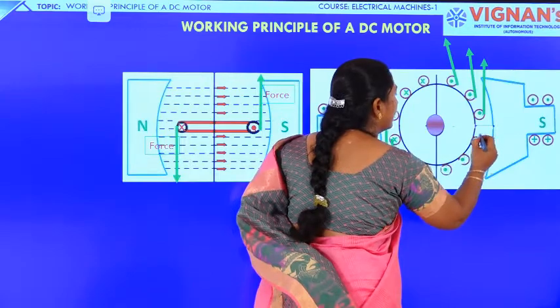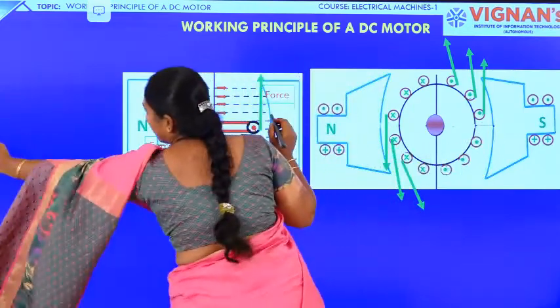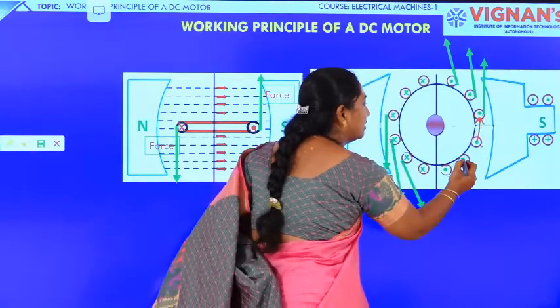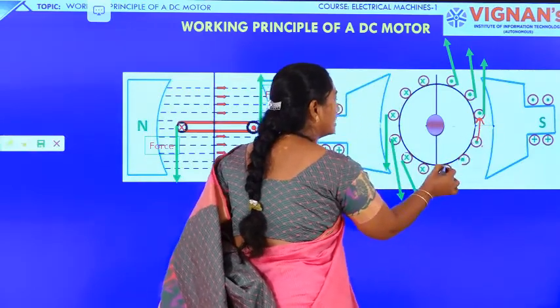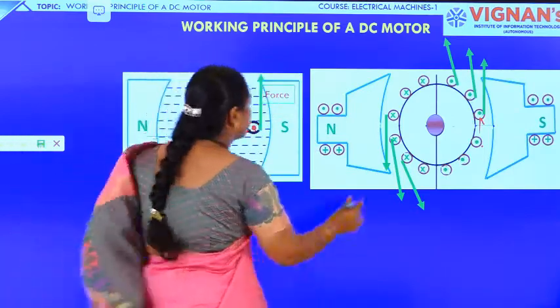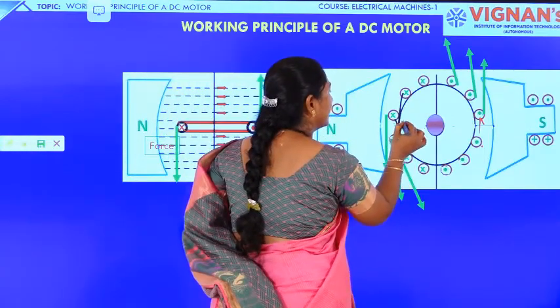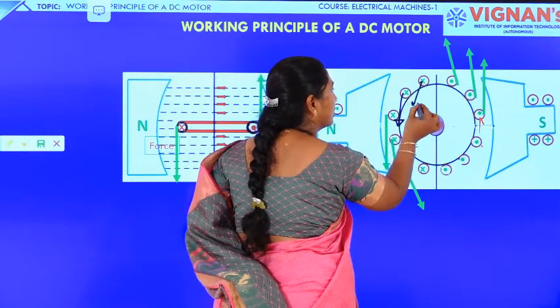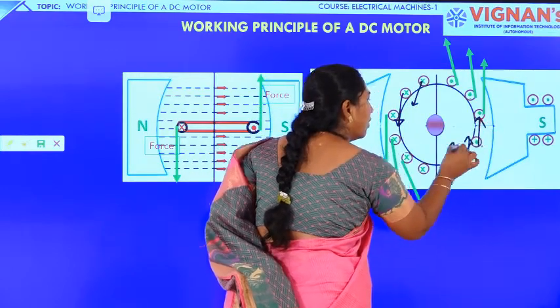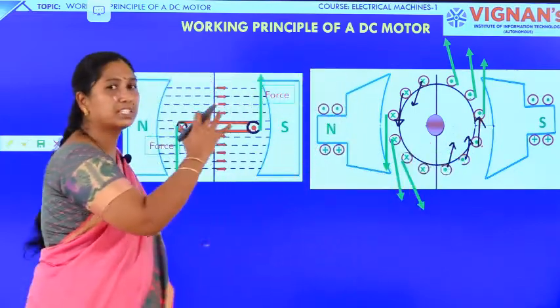So similarly, the force experienced by this conductor will be upwards. This will also be in the upward direction. This will also be in the upward direction. And on this conductor the force experienced will be downwards. It means all the conductors will experience some force.